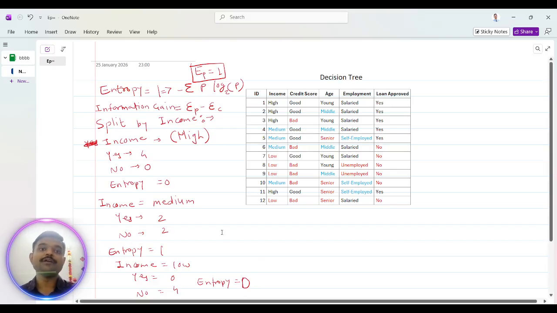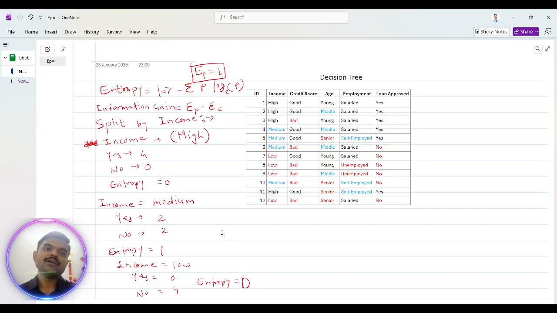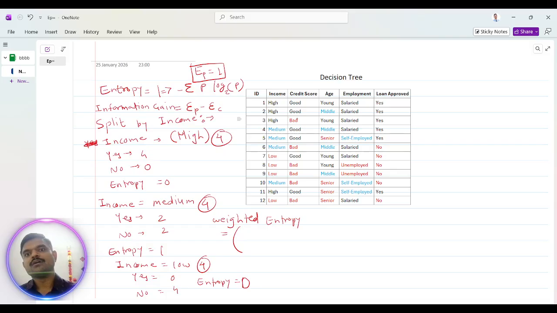Now we will calculate the weighted entropy of the income section. Okay, so weighted entropy is equal to, how many rows are there in the high section? There are 4 rows. In the medium section, there are 4 rows, right? And in the low section, there are 4 rows. High are 4, then medium are 4, then low are 4 rows. You can see 4 rows are there.